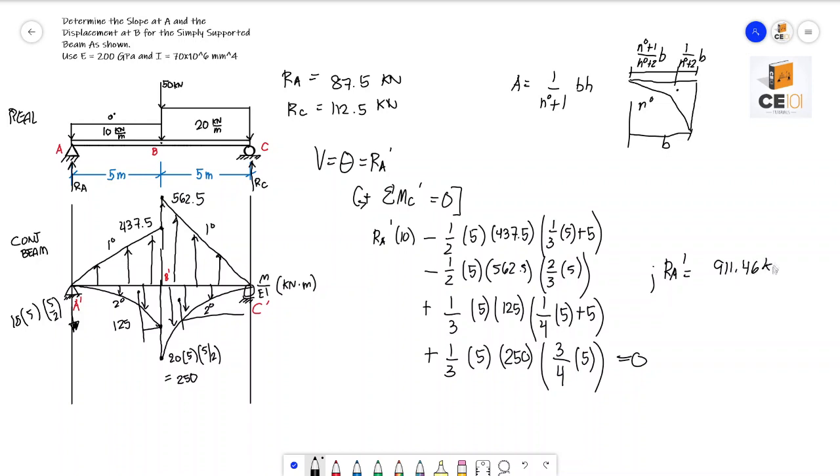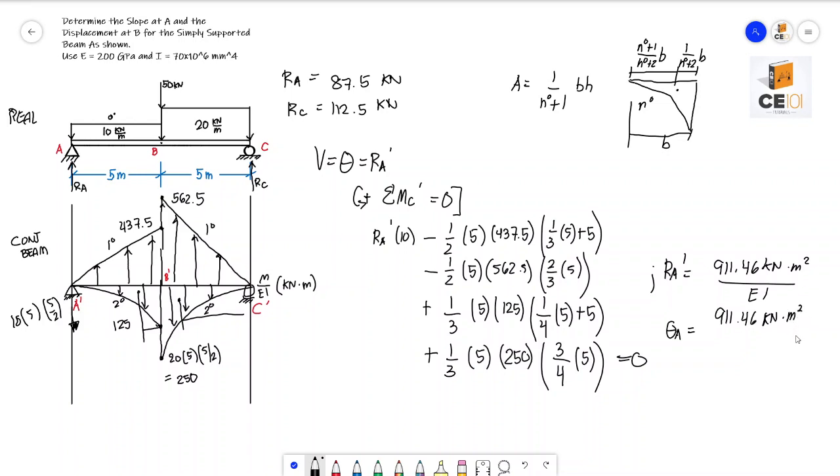911.46 kilonewton m squared over EI. So ito yung sabi ko kanina, kung ano yung shear o yung reaction, yun na mismo yung slope. So diretso na natin. So slope at A is equal to 911.46 kilonewton per m squared.